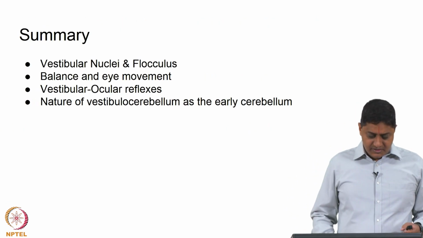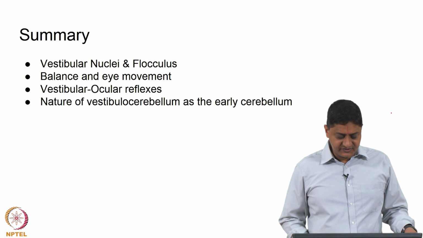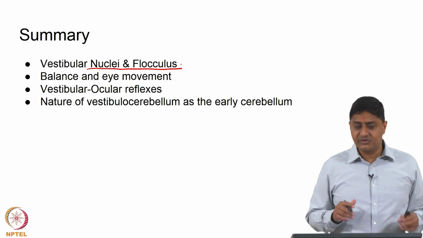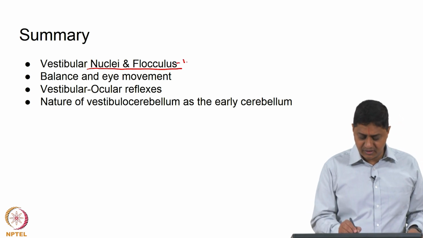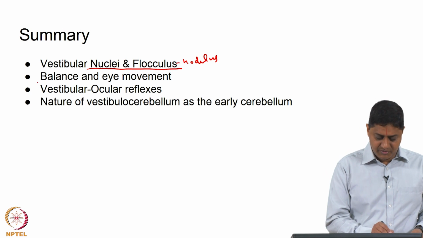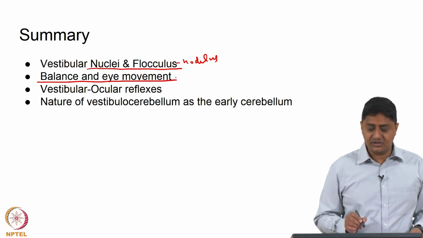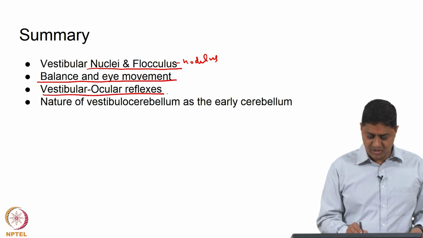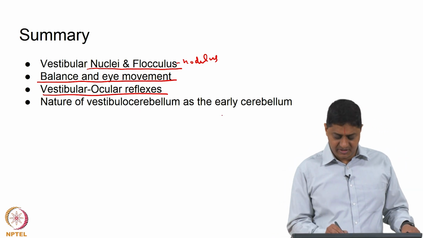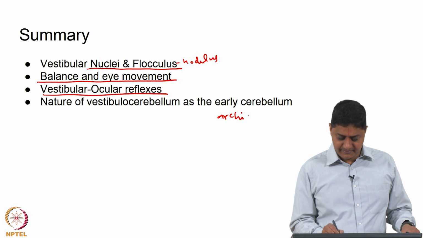Okay. So, with this we come to the end of this class. We will continue this in future classes. What we have discussed in today's class is how vestibular nucleus and flocculonodular lobe function together, and how vestibulocerebellum contributes to balance and control of eye movements and vestibulo-ocular reflexes, and that vestibulocerebellum is the early cerebellum or the archicerebellum.